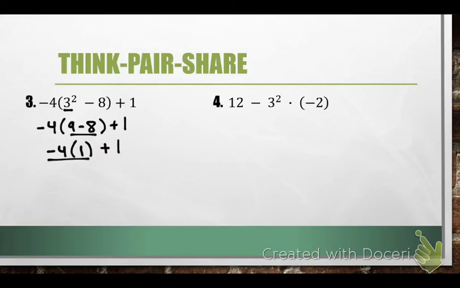So please, everybody, if you didn't, underline that for me. -4 times 1. What is -4 times 1? It is -4, because when you have only one negative sign, that's an odd number. That means you have to keep the negative sign.